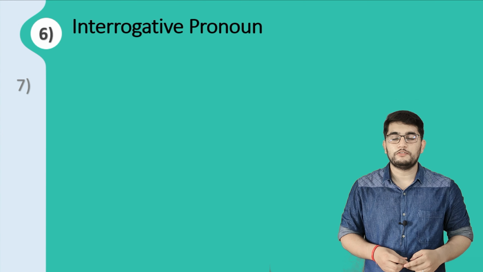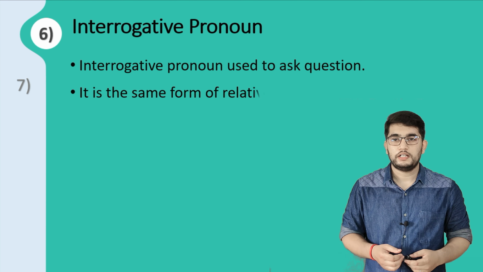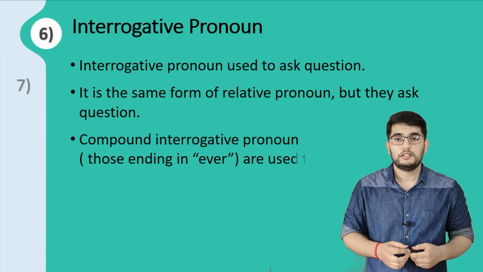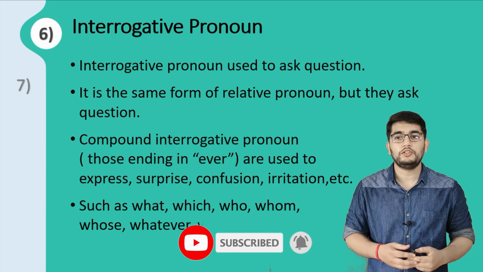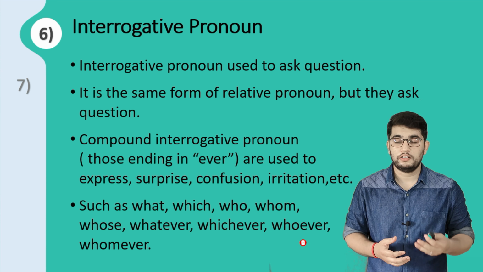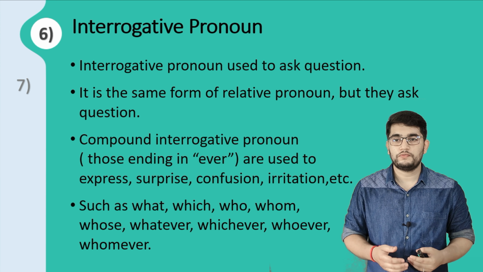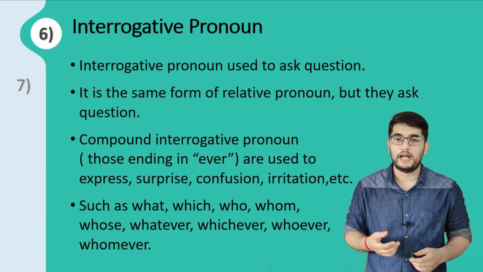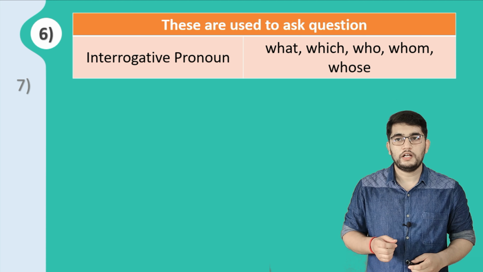Next is interrogative pronoun. Interrogative pronoun is used to ask the question. It is the same form as relative pronoun but they ask questions. Now compound interrogative pronouns like those which are ending in ever are used to express surprise, confusion and irritation or anything. Such as what, which, who, whom, whose, whatever, whichever, whoever and whomever. Let's see the chart. Interrogative pronoun: what, which, who, whom and whose.